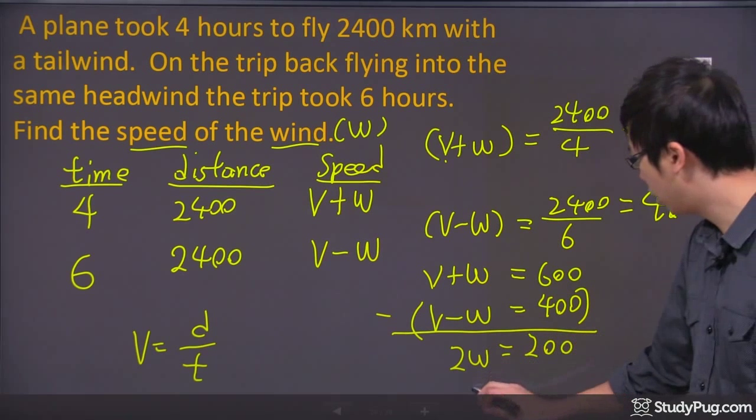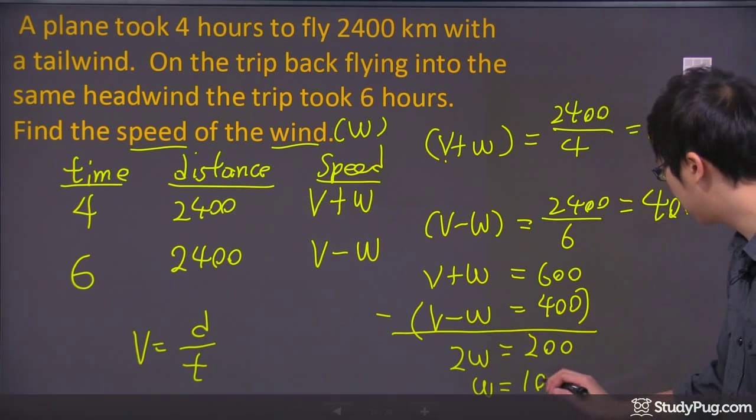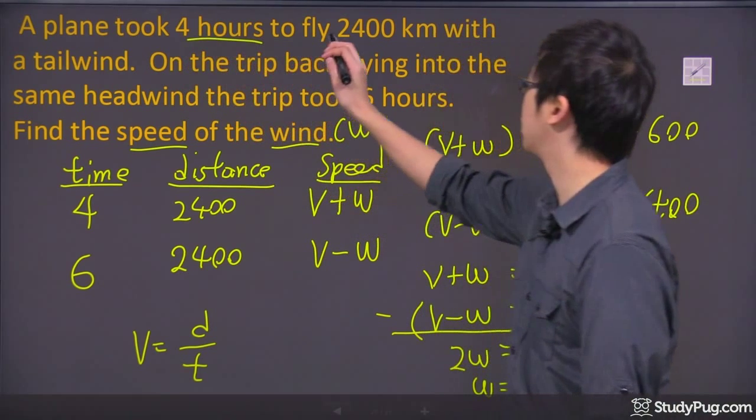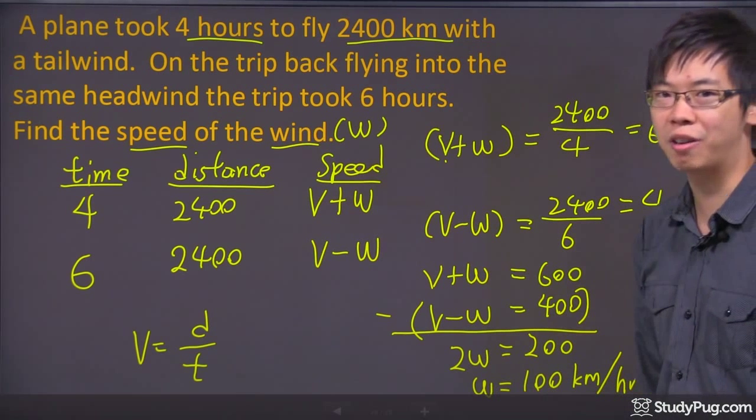And guess what happened? The wind speed is just 200 divided by 2, which is 100 kilometers per hour. How do I know it's kilometers per hour? Because this is hours, and this is kilometers. So that's it. That's your final answer right there: 100 kilometers per hour for the wind speed.